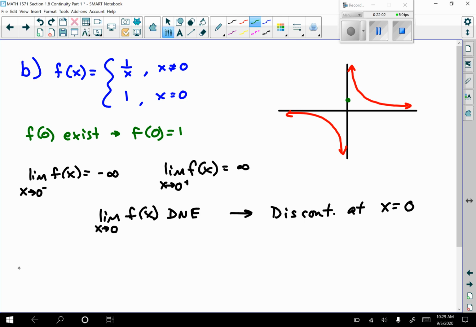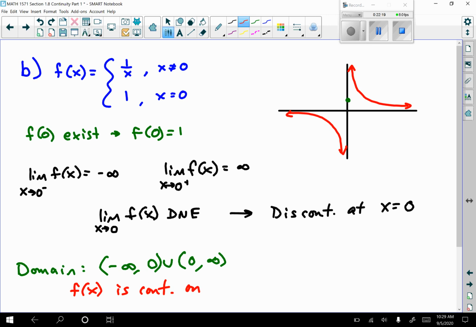However, if we were to identify the domain, it is just everywhere but 0, so negative infinity to 0, and then 0 to infinity. So I would say f of x is continuous on its domain.